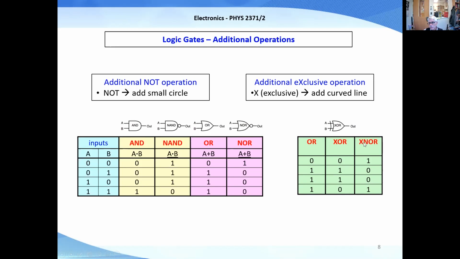And then you can make an exclusive NOR, which is just putting a NOT on the XOR, a small circle on the XOR. You put the curve in the back, the extra line in the back for exclusive, and then you put a small circle in the front to be XNOR. Any questions so far?